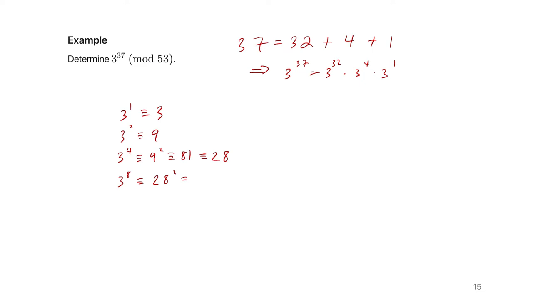I can't remember what the exact answer is. The exact answer is not that important. It's the process of doing this. But you can definitely multiply 28 by 28 and get that result, and it'll be much larger than 53, so it'll end up wrapping back around. So it'll be a number between 0 and 52. You can continue this process, determine 3 to the 16, determine 3 to the 32, and take these numbers, multiply them together, and you'll have your result. Is the general idea okay?